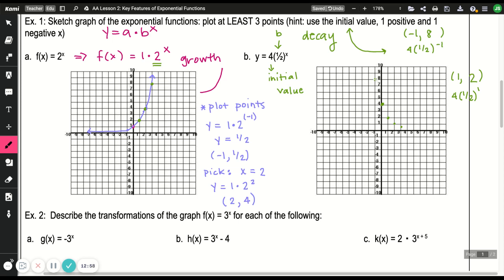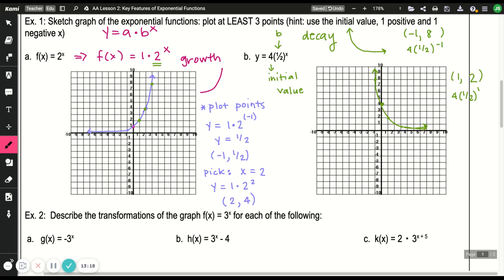If you only plotted those 3 points, don't stop there. That is not your exponential graph. You need to keep it going. So we need one side to go like this, and the other side we need to have flatten out. Mine kind of came back up. It shouldn't do that. It should flatten out.